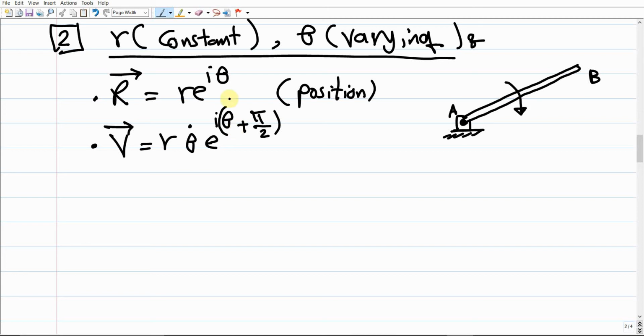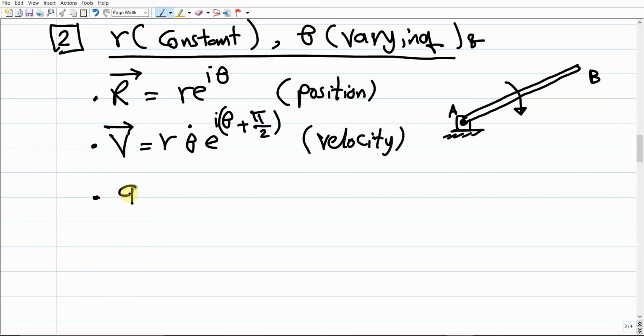We agreed before that theta should be represented in radians, not degrees. That's why we add pi over 2. So when we differentiate the exponential term e^(i theta), we add pi over 2, 90 degrees, to the direction theta that we already have, then multiply by the derivative of theta itself, in the case that theta is varying. This gives us the velocity vector for this position vector.